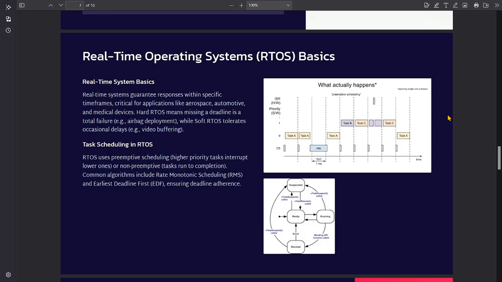RTOS uses scheduling algorithms like rate monotonic scheduling, which prioritizes shorter period tasks, and earliest deadline first, which schedules tasks closest to their deadline. These algorithms ensure timely task completion and system predictability.